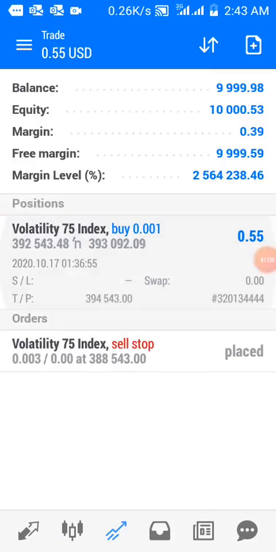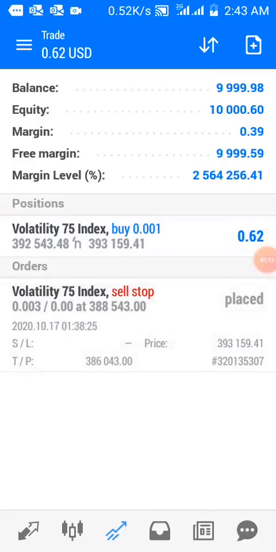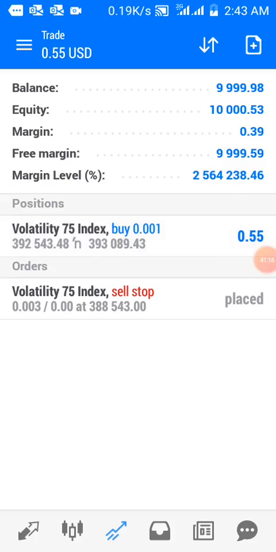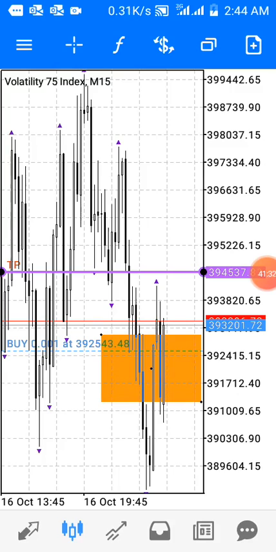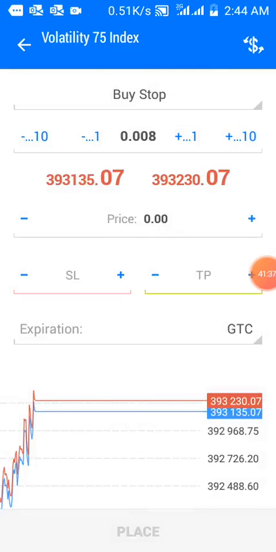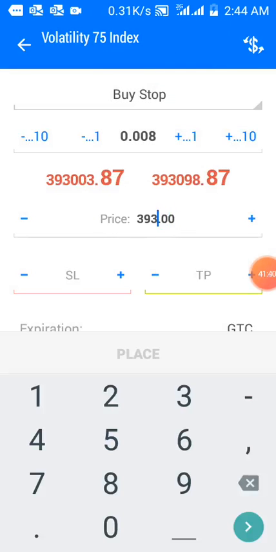We have a buy trade running, then we have a sell stop, and it is triggered. So we have buy and sell. Then we have to place a buy stop as the second insurance. So the buy stop point will be at 392,543.48, and I'll have 0.008. So I'll place my buy stop at 392,543.48.